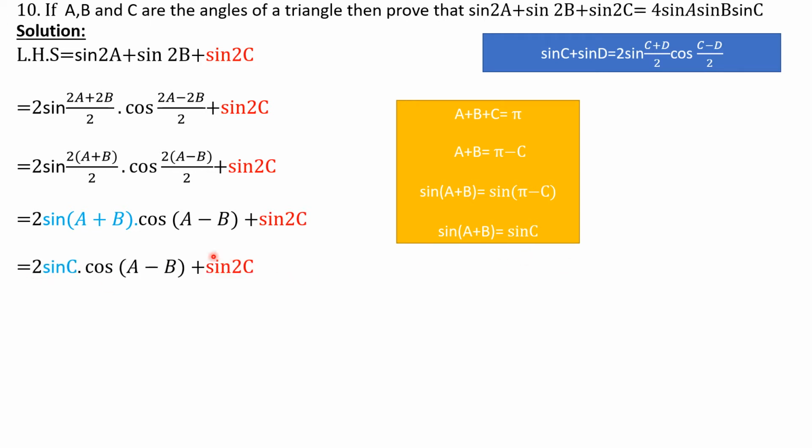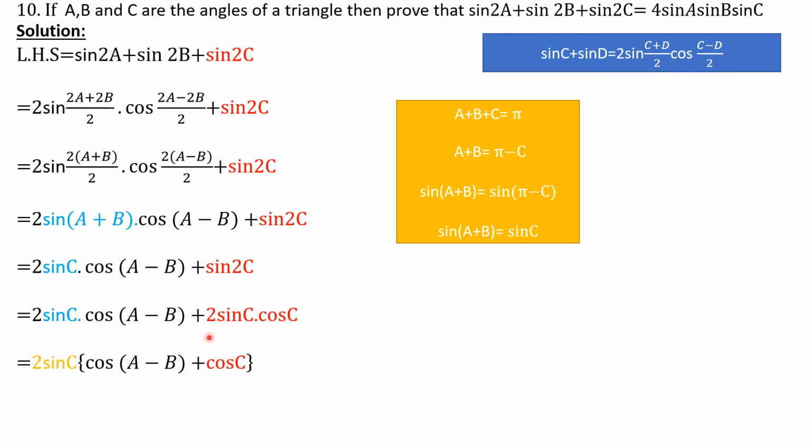Then here is sin 2C. Sin 2C is 2 sin C into cos C. You can check, here is 2 sin C, here is 2 sin C, which can be taken common. And then we are left in bracket with cos (A minus B) plus cos C.